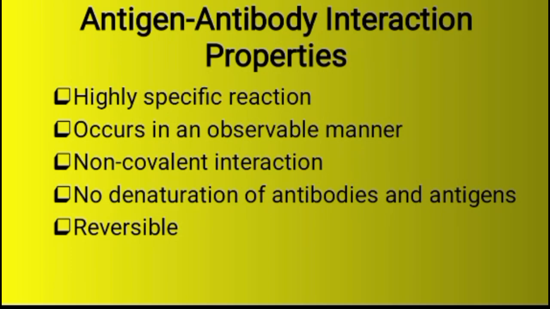Number 4 is that there is no denaturation of antigen and antibody. In certain chemical reactions where there is a reaction between two substrates, there is entire denaturation of the substances. Sometimes there is a thermal reaction, production of energy and heat. That means there is denaturation. But in the case of antigen and antibody, there is no denaturation. And number 5, it is reversible. That's why I say that they can be dissociated by certain factors. So it is a reversible reaction.